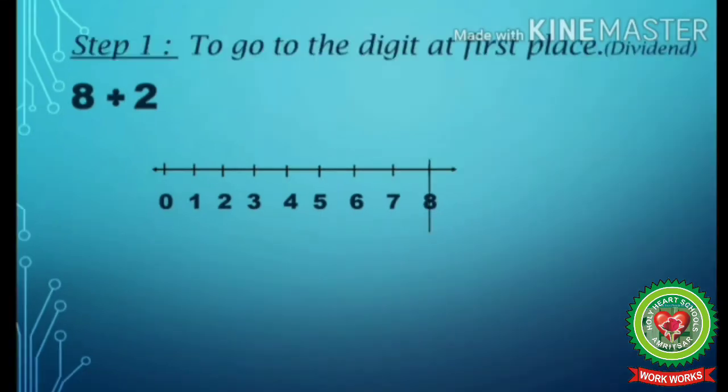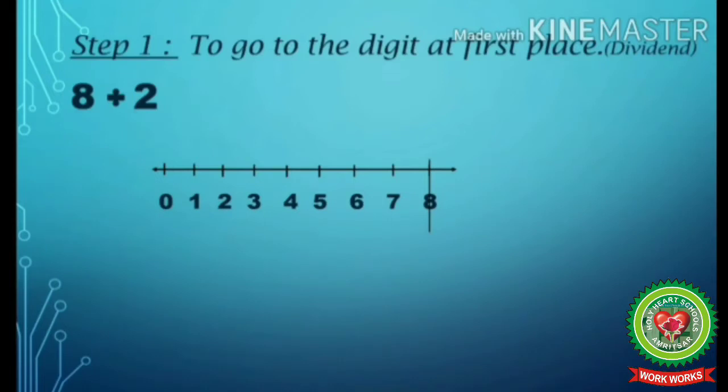Now our first step is to go to the digit at the first place, that is called the dividend. Children, 8 divided by 2. 8 is the greater number that we have to divide by 2. So 8 will be the dividend. First of all, draw a line on 8.